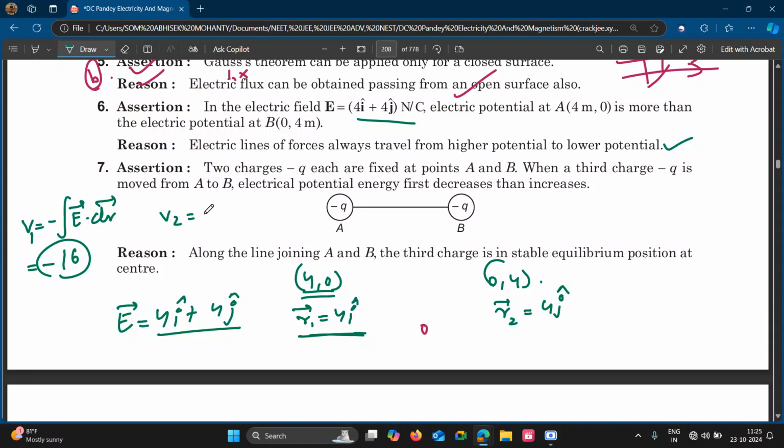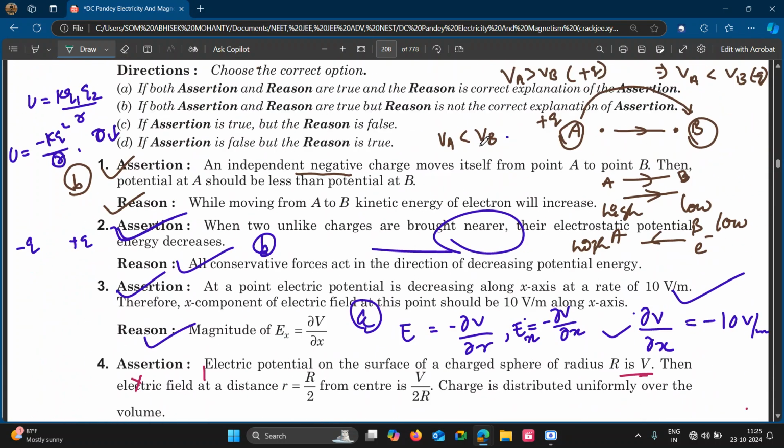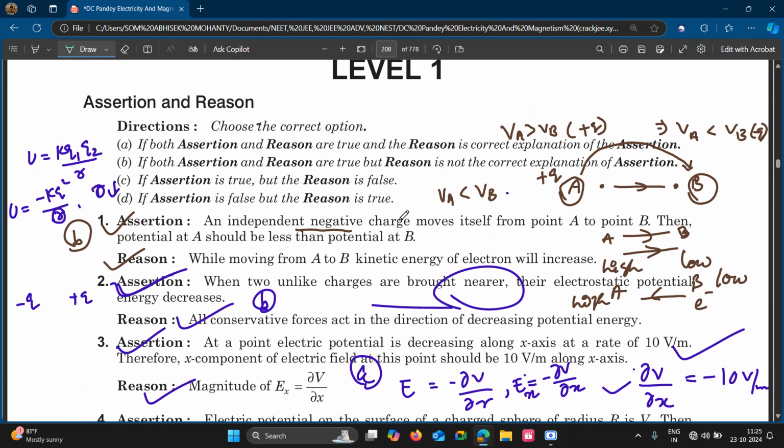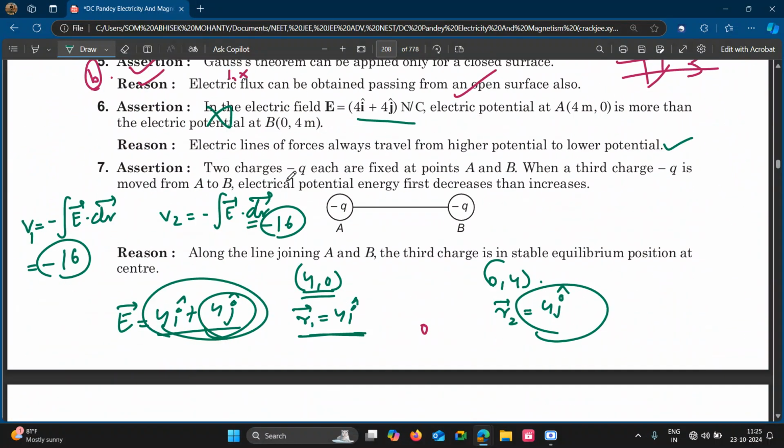V2, again minus E dot dr. Again, if you see, electric field 4j cap dot 4j cap is 16 only, minus 16. So both are the same, because the distance is kind of the same. Okay. So this assertion is wrong. The reason is true, but the reason is again not the explanation. So the option is D. Assertion is false, but the reason is okay.